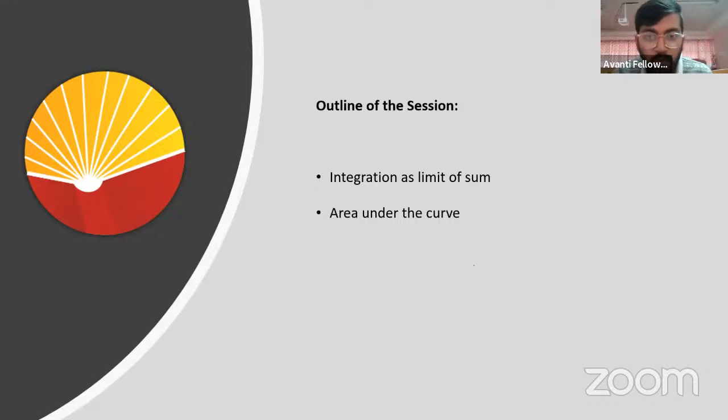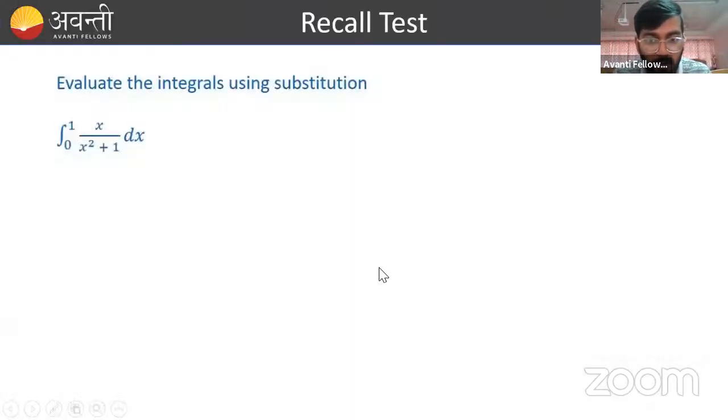So first we'll be learning integration as limit of sum, and then we'll be following with area under curve and a few questions related to area under curve using different types of integration. Okay, so let's do a recall test and solve this question.